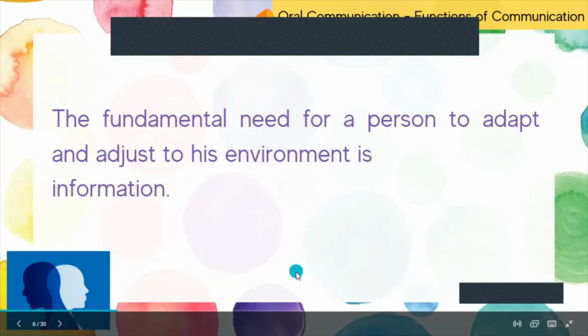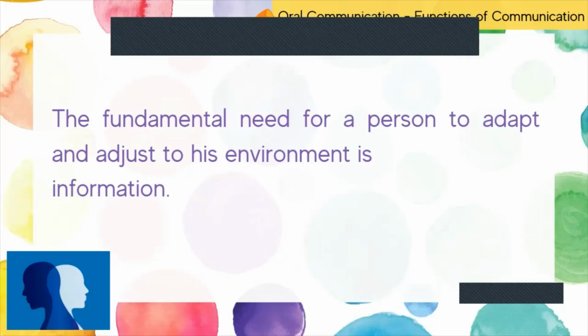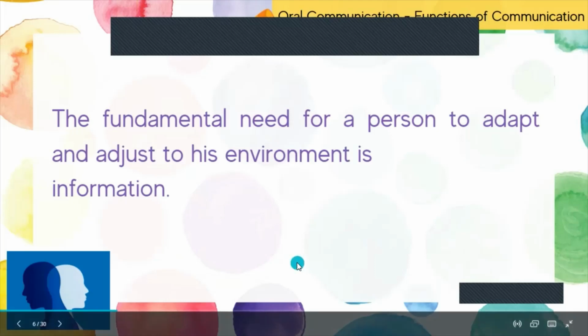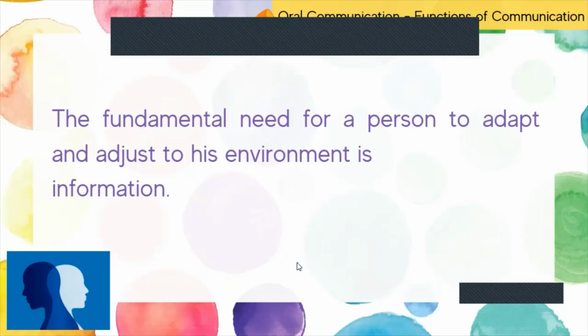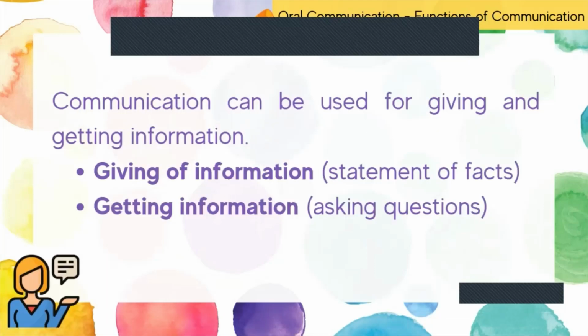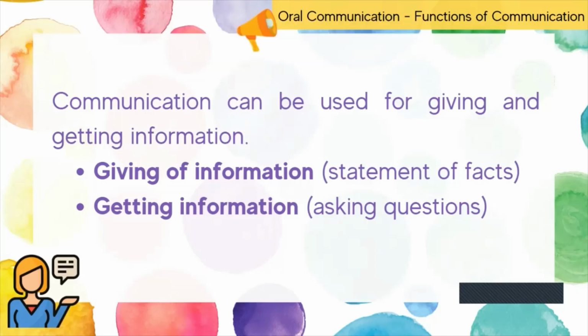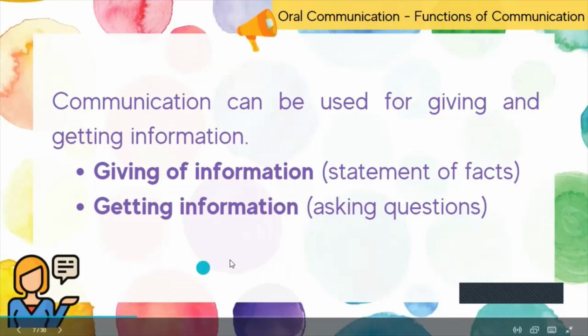The fundamental need for a person to adapt and to adjust to his environment is information. Therefore, it is very important for us to be informed. Communication can be used for giving and getting information. When we give or get information, it is because we want to state facts. We get information because we want to ask questions.